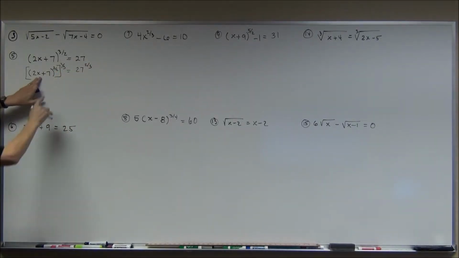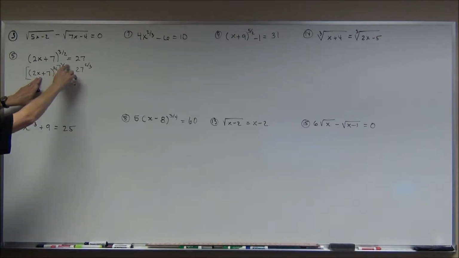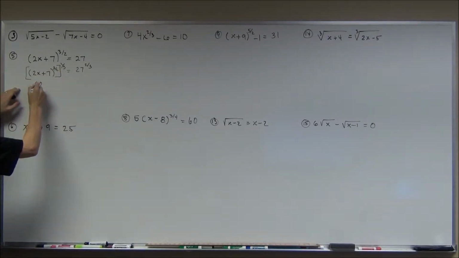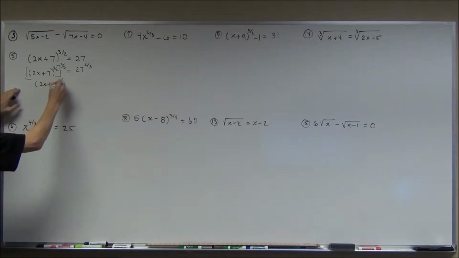Now here you have a power to a power. You would multiply the exponents. 3/2 times 2/3, these are reciprocals. When you multiply reciprocals, you get 1. So this is the same as 2x plus 7 to the first power.